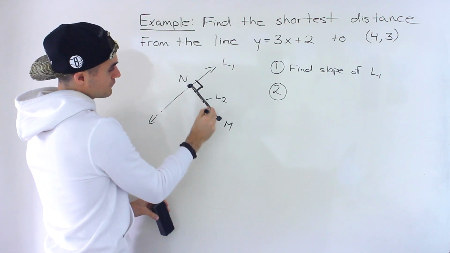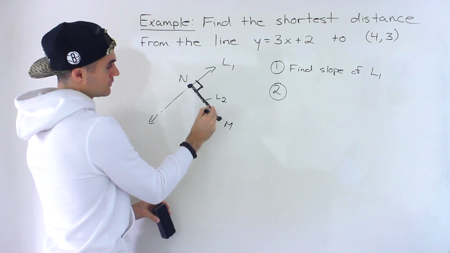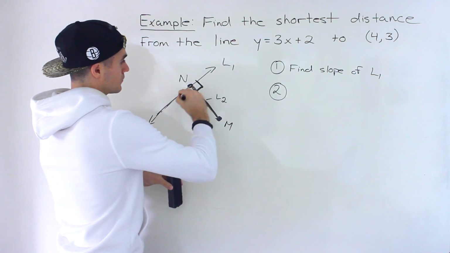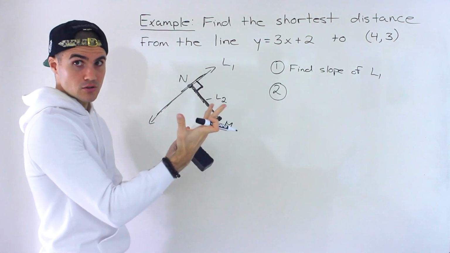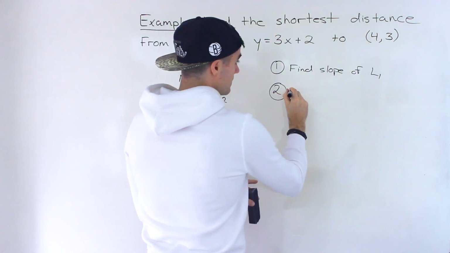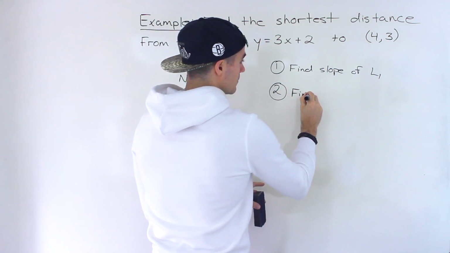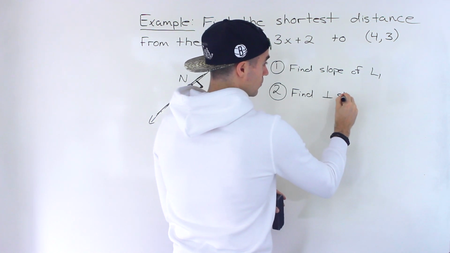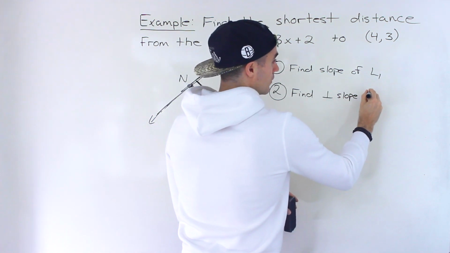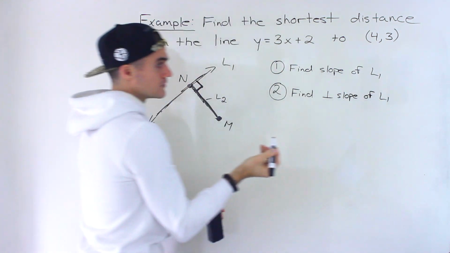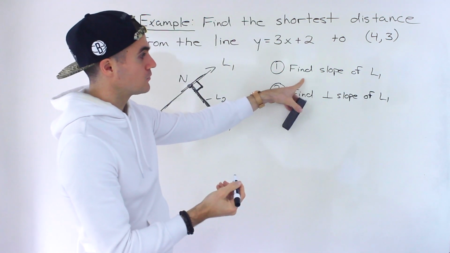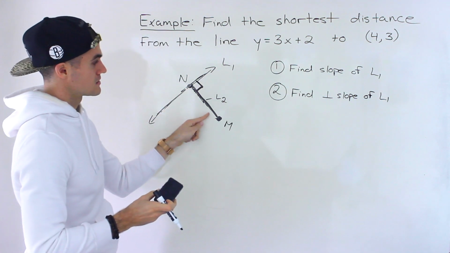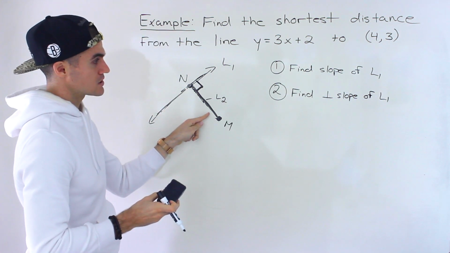Well, what's the slope of this line, L2, going to be? Well, it's going to be the negative reciprocal of this slope, right? Because these two lines are perpendicular to each other. So the second step is going to be to find the perpendicular slope of L1. So once we have the slope of L1, we just take the negative reciprocal of it to find this perpendicular slope.